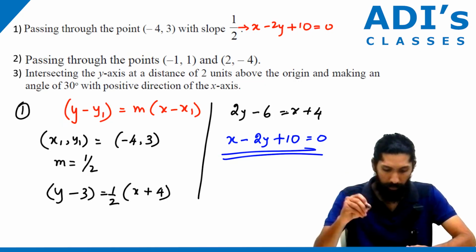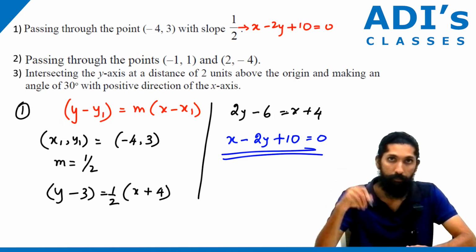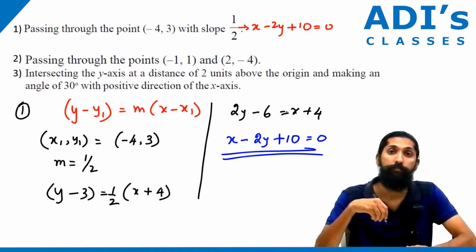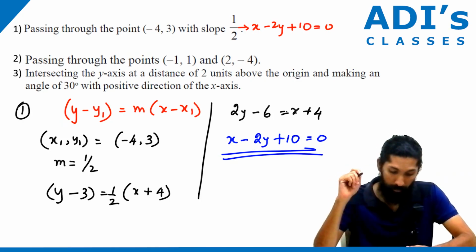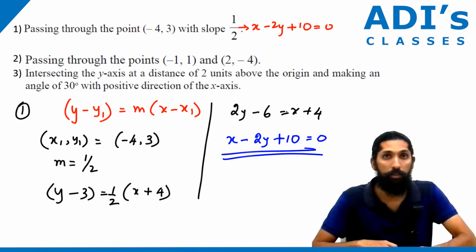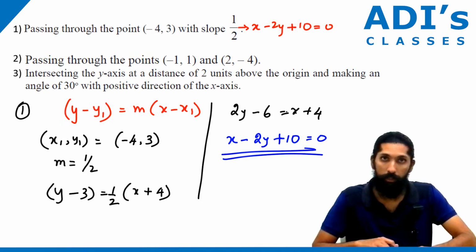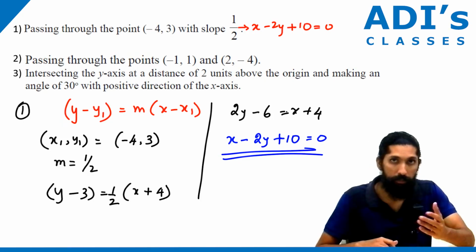Now let's do the second one, and the third one. You guys can pause, go ahead and solve the problem. Second one, 2 points are given. Find the equation of the line passing through these 2 points. Here you can convert this into a slope point form: calculate the slope and you have a point. Or you can use the 2-point form. Either of them is correct. Okay, let's do the second one now.